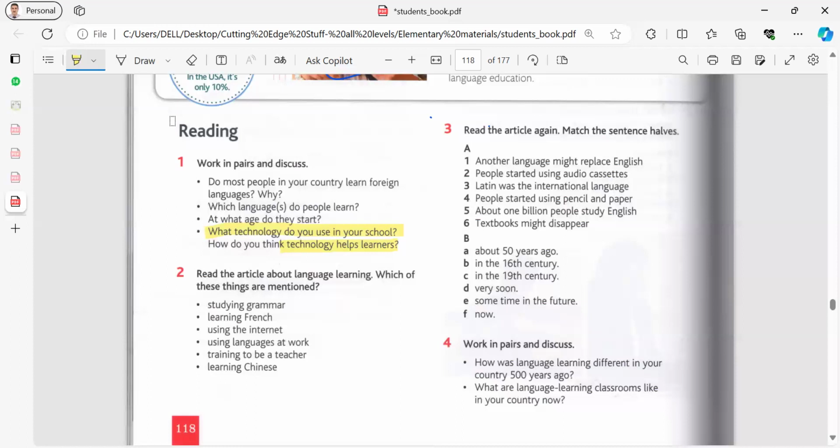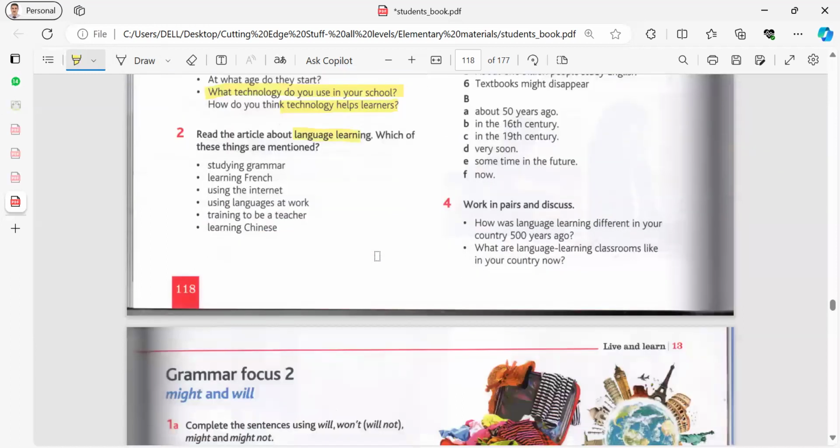Now guys, read the article about language learning. This is a really fantastic and interesting article about language learning. Quickly, please focus on language learning. Which of these are mentioned in the article? Studying grammar, learning French, using the internet, using languages at work, training to be a teacher, learning Chinese.